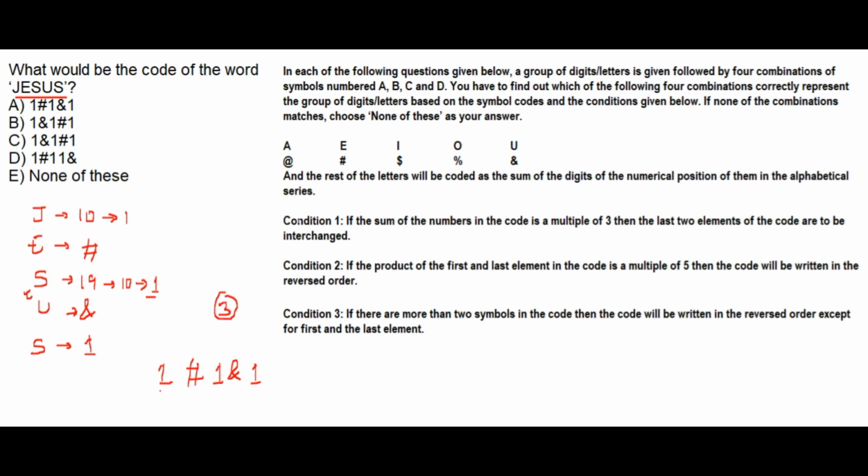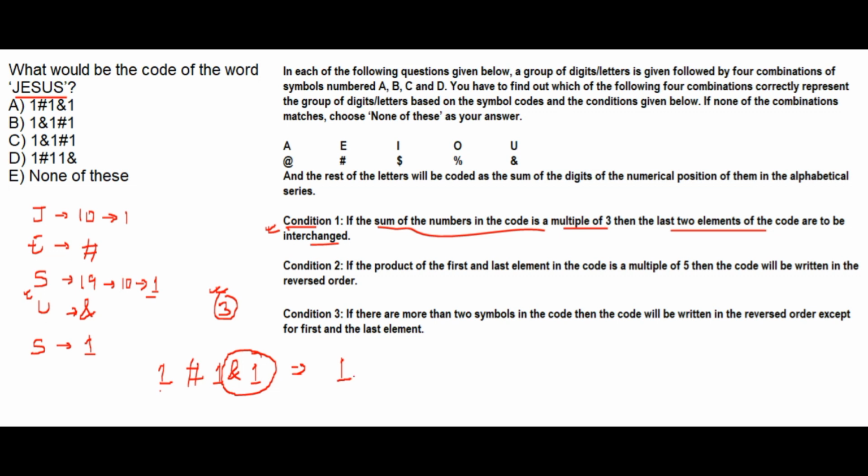So condition 1, what is condition 1? Condition 1 is saying if the sum of the numbers in the code is a multiple of 3, then the last 2 elements of the code are to be interchanged. So the sum of all the numbers is a multiple of 3, so we are going to apply condition 1. When we apply condition 1, it is asking that whatever code we are getting, the last 2 elements of the code will be interchanged. Okay, so I hope you understood.